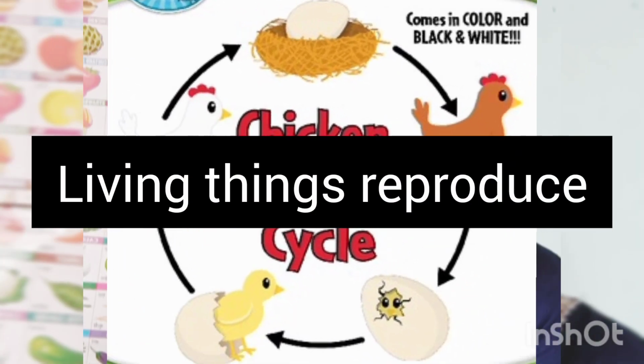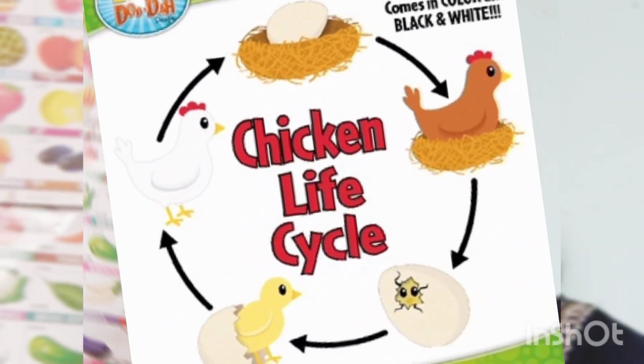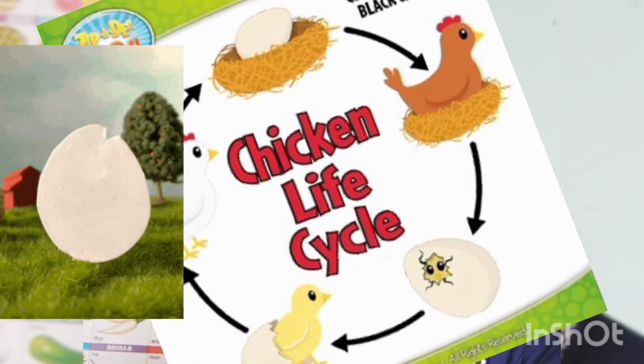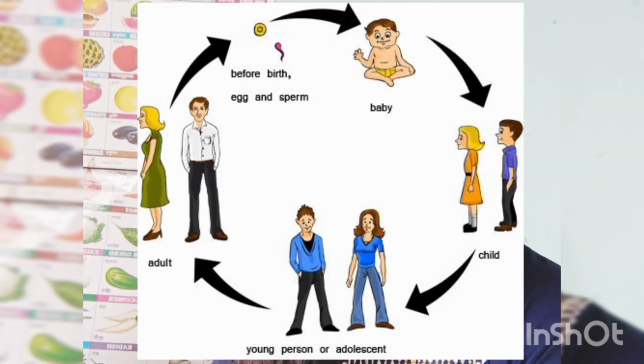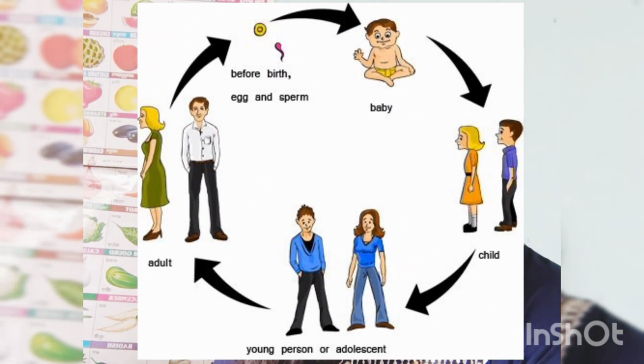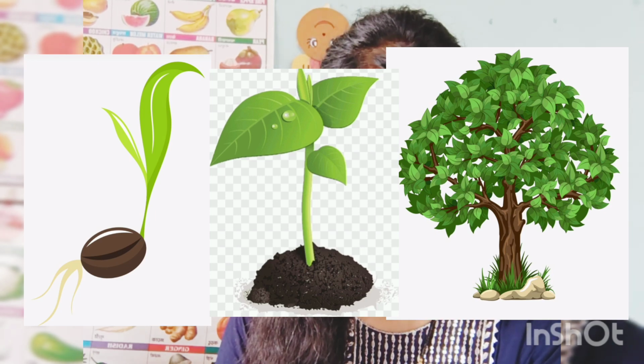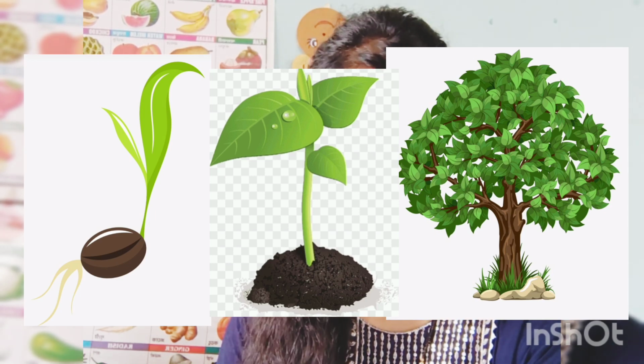All living things reproduce. You must have seen kittens, puppies and chicks. Animals reproduce by laying eggs or giving birth to young ones. Human beings give birth to young ones. Most plants produce seeds from which new plants grow. But non-living things do not reproduce.